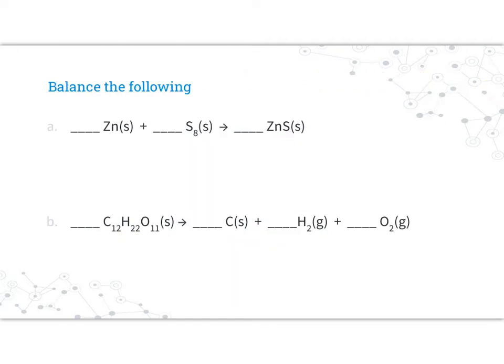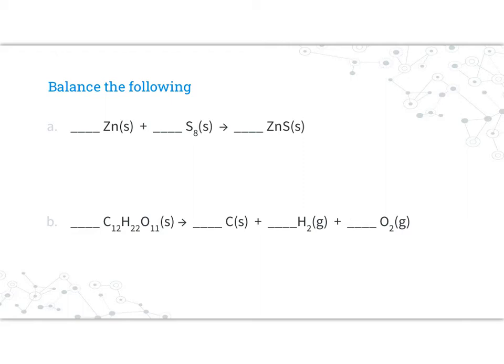So balance the following, just taking a look at elements. There's a few ways to go about balancing. What we can do, and what I typically do, is I just move left to right across my reaction. So I'm going to start with the very first element listed, and I'm just going to balance it on both sides of the reaction, and then I'm going to move to the next element.